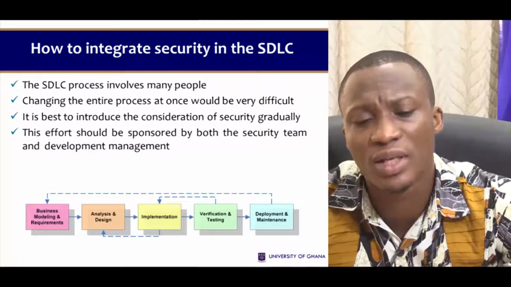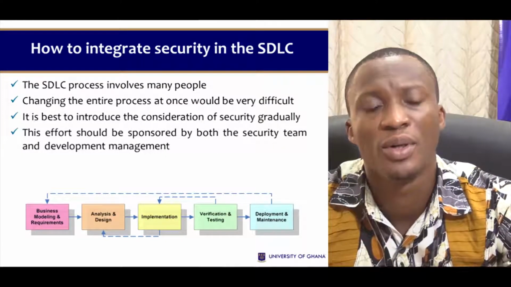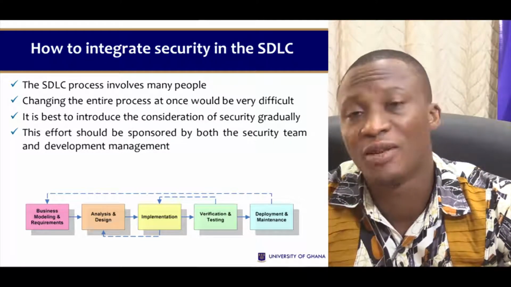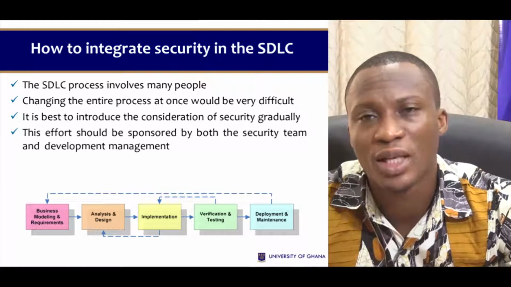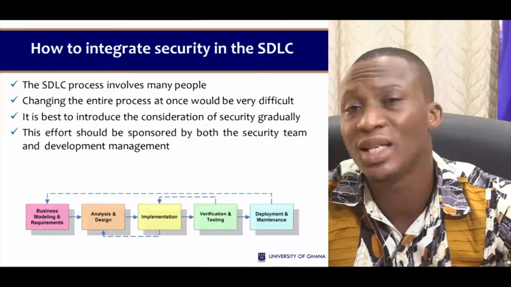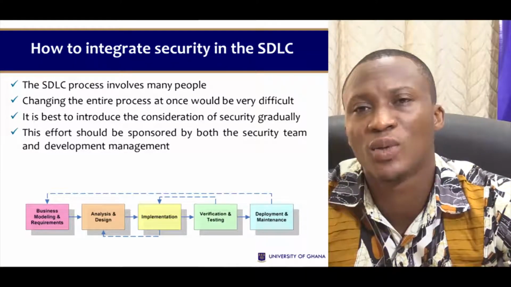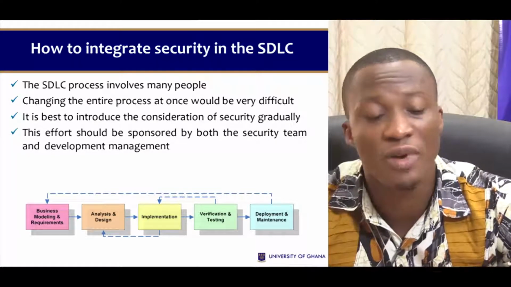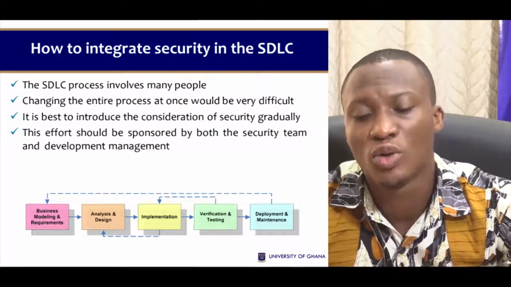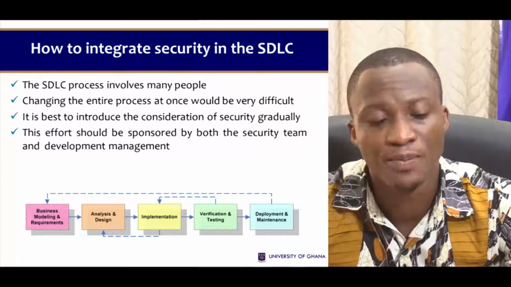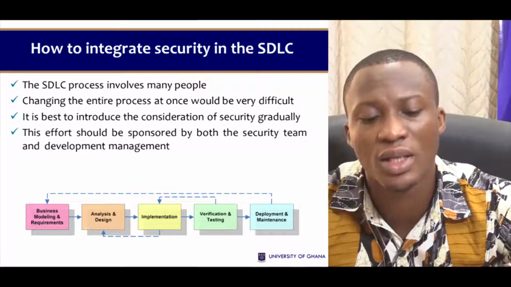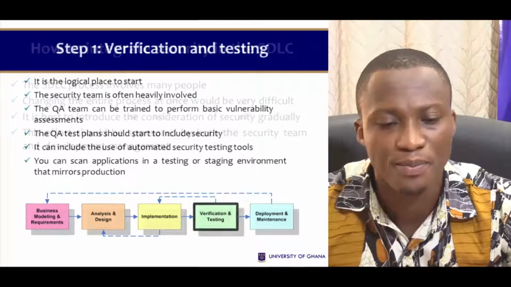How do we then integrate security into the SDLC? Now, the SDLC process involves many people. We've already seen the quality assurance team. We've seen developers. Now, changing the entire process at once will not be efficient, and it will be very difficult to do. The best is to introduce the consideration of security gradually, and this effort should be sponsored by both the security team and the development team.